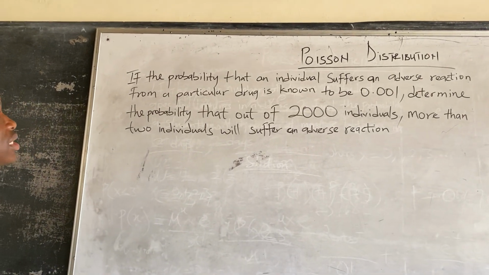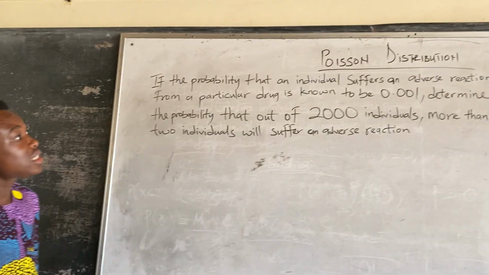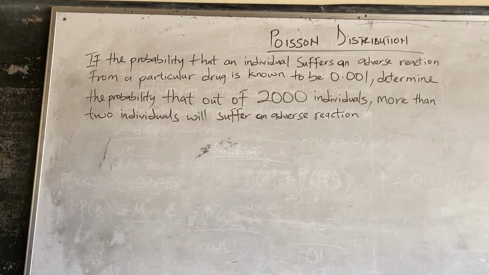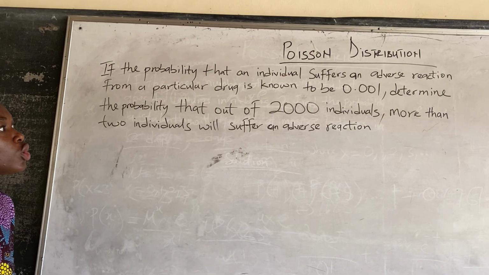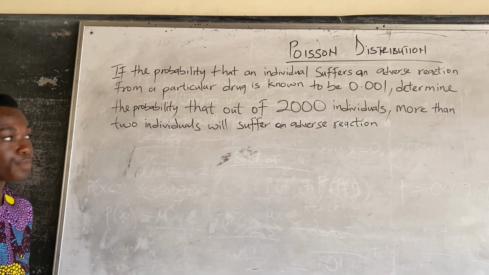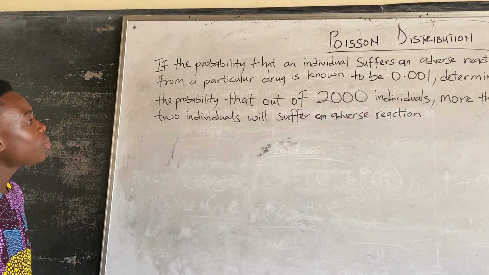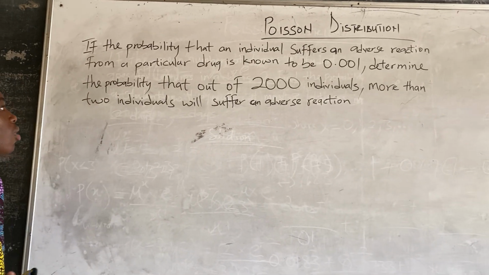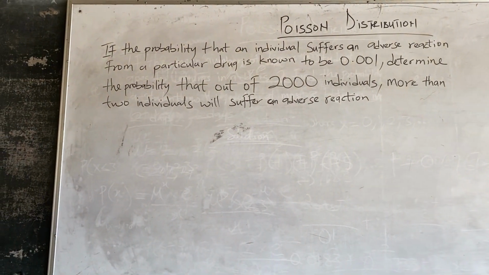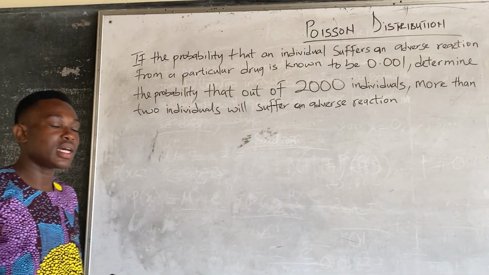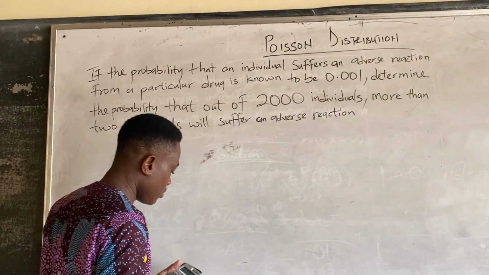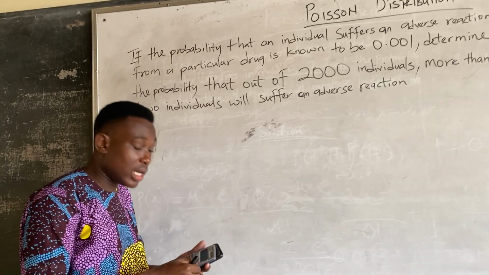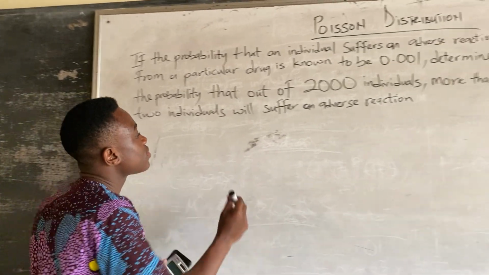If the probability that an individual suffers an adverse reaction from a particular drug is known to be 0.001, determine the probability that out of 2,000 individuals, more than 2 individuals will suffer an adverse reaction. Let's quickly look at how to go about this question.